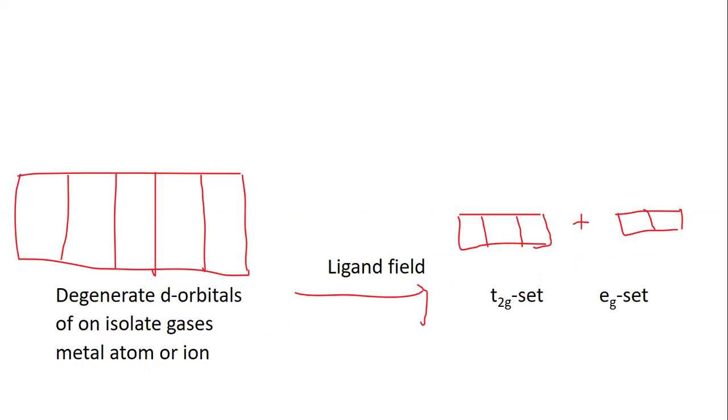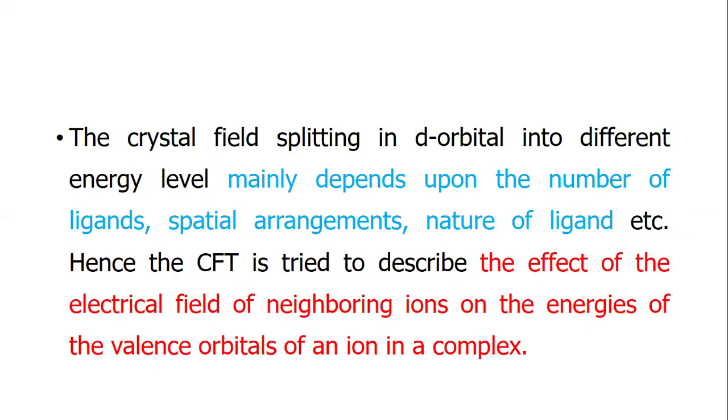The degenerate d orbitals of an isolated gaseous metal atom or ion split into the t2g set plus the eg set. The crystal field splitting of d orbitals into different energy levels mainly depends upon the number of ligands, spatial arrangements, nature of ligands, etc. Crystal field theory tries to describe the effect of the electrical field of neighboring ions on the energies of the valence orbitals of an ion in a complex.